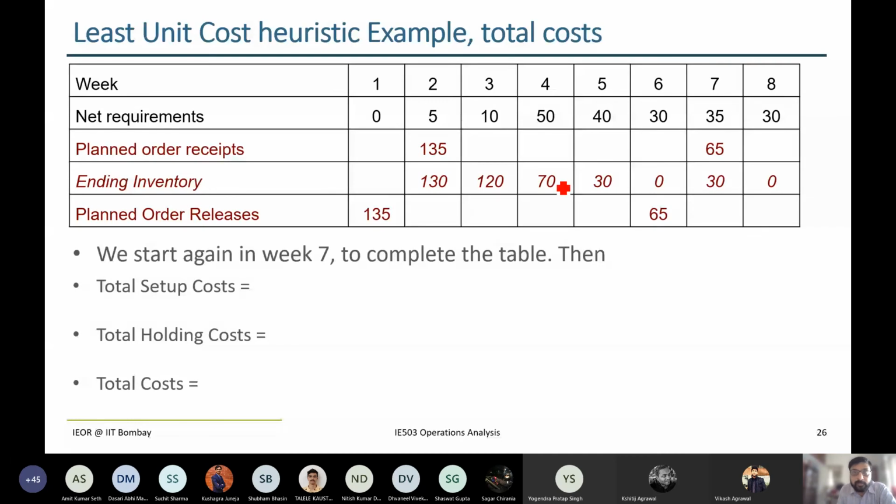So we get this table which I just wrote here. Of course, we can start in week 7, complete the table, then we'll get it here. So in this case, again, if you see there are only 2 setups into 132, so it is 264 rupees for setup. The holding cost is sum of all the inventories: 130 plus 120 plus 70, 30, 30. The sum of all the inventories times 0.6, which was the inventory holding cost, comes out to be 228. So the actual holding cost comes out to be 492.